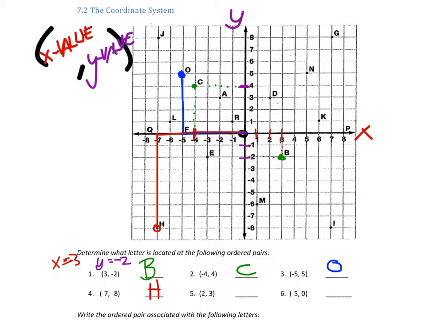Kind of see how we're making... It'll be important in the next class to see that those are kind of like stair steps. Alright. In this class, it's not quite as crucial, though. Number 5 is right 2, and then up 3. And that is D. And then we've got negative 5, 0, so I just go to the left 5 and 0, up or down, puts me at the letter F.